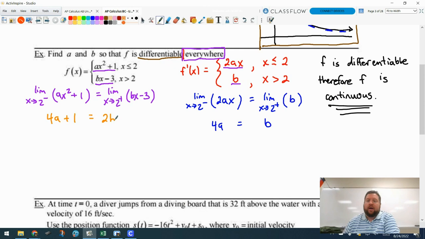All right, so we've shown it's continuous. We use the definition of continuity. We use the definition of differentiability combined together, and we got our two values. All right, next problem.